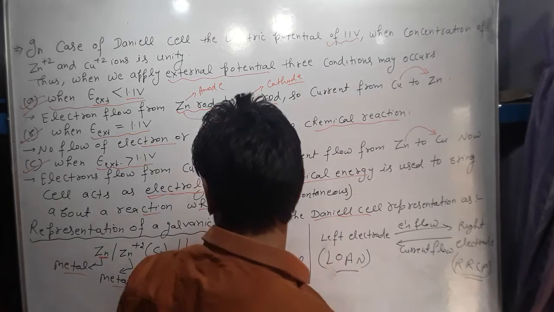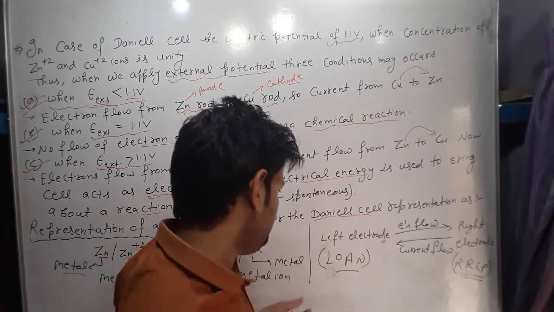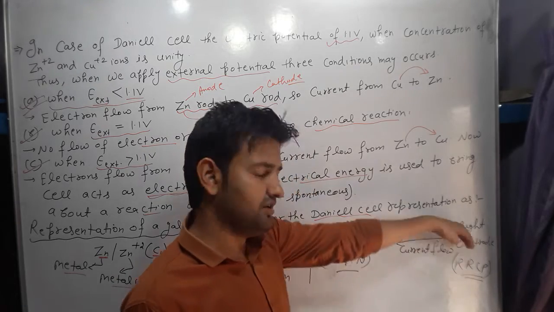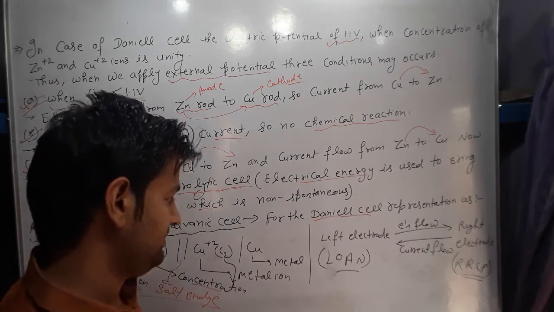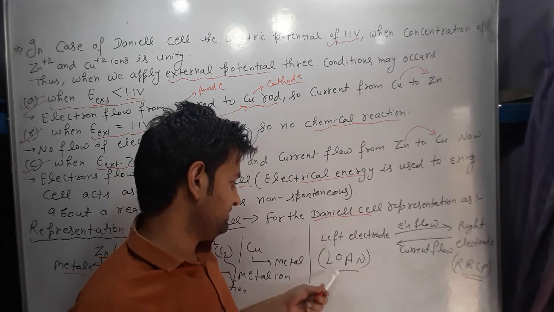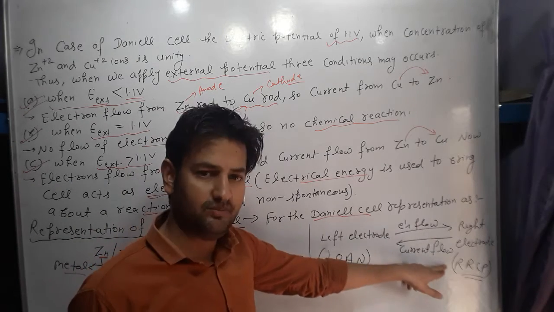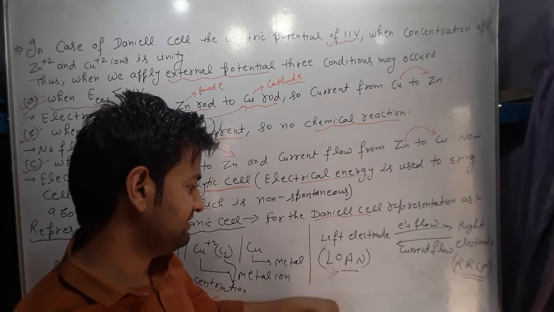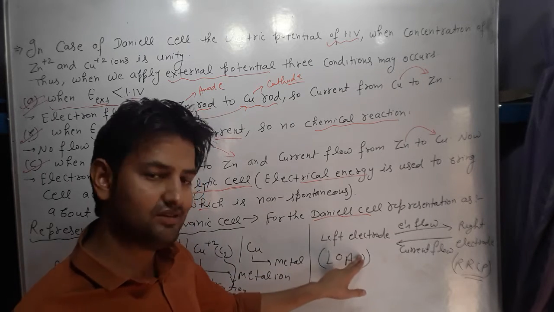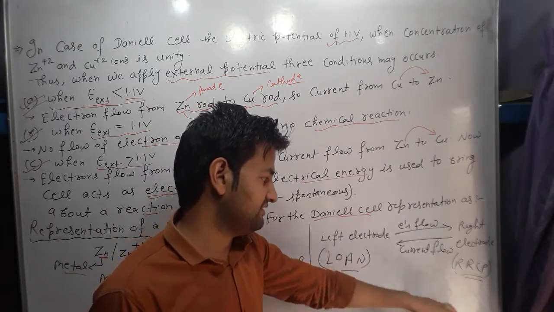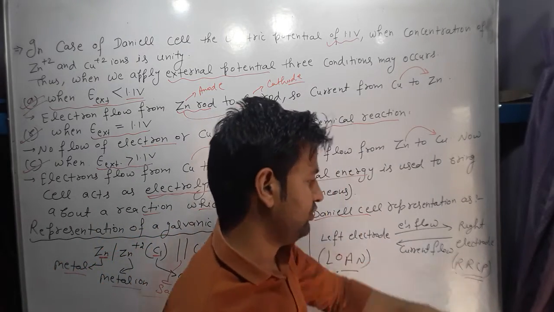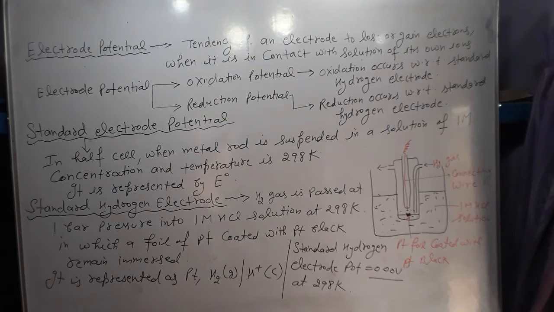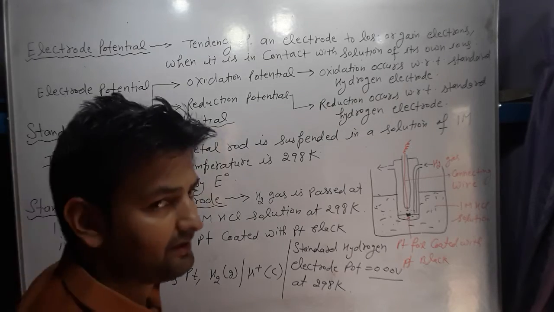Electrons flow from the left electrode to the right electrode and current flows from right to left. We have already discussed LOAN and RRCP. On the left side, oxidation occurs, it acts as the anode and it is negative. RRCP means right side, reduction, cathode, and it is positive in sign. This is the representation of a galvanic cell.